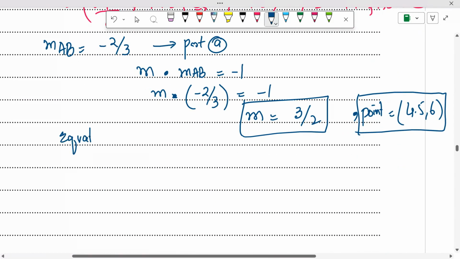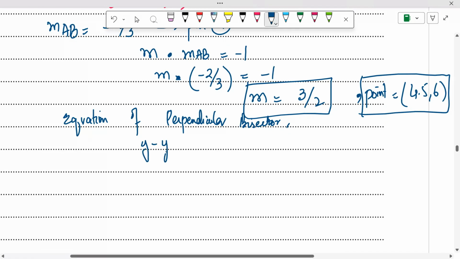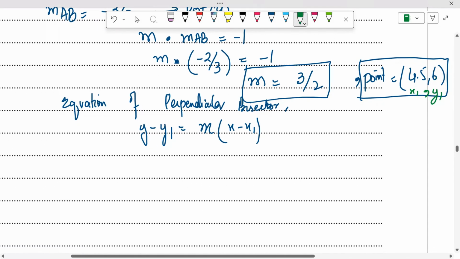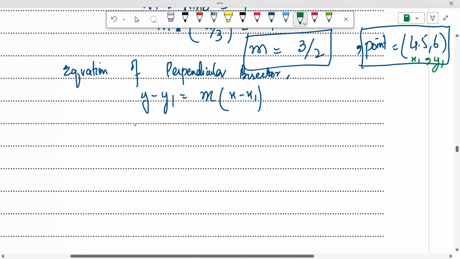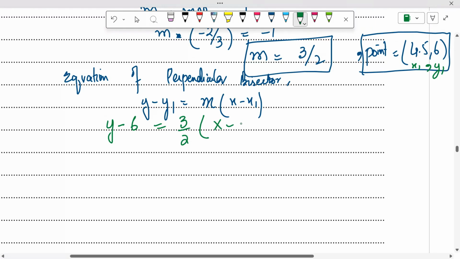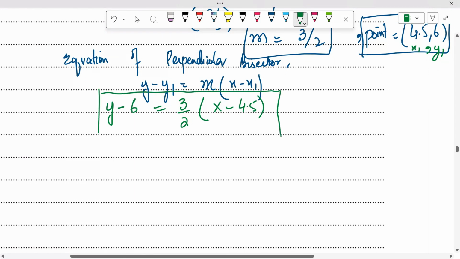The equation of the perpendicular bisector is y minus y1 equals slope times x minus x1. In this case, the slope is 3 over 2 and the point (x1, y1) is (4.5, 6). So plugging these values into this equation, we have y minus 6 equals 3 over 2 times x minus 4.5. So we have calculated the equation of the perpendicular bisector.